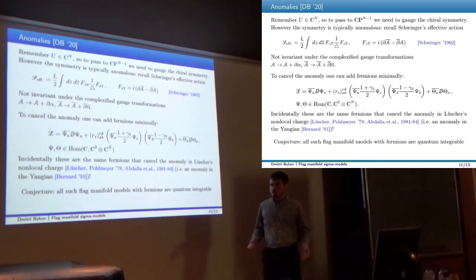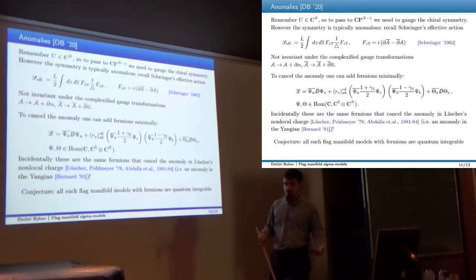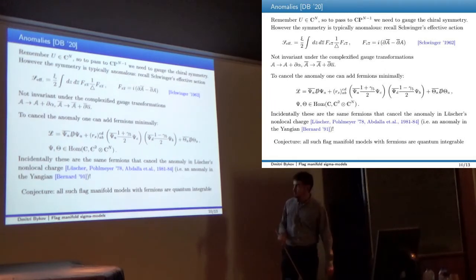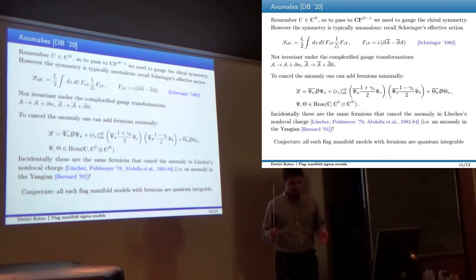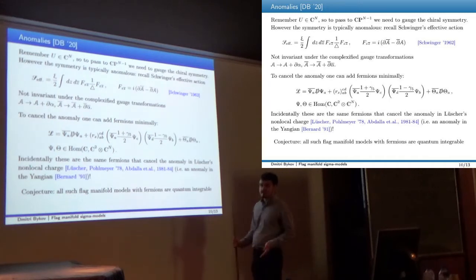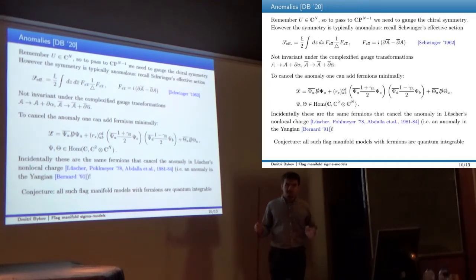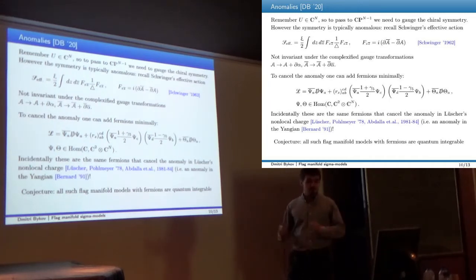So there is some anomaly in the Yangian of this model, which is an anomaly in integrability, in principle, in the bosonic CPN model. And it has been known that these anomalies can be cancelled by adding fermions in various ways. So now I will explain how this can be easily explained in this setup. The claim is that these anomalies in this setup are just the chiral anomalies of this complexified symmetry.